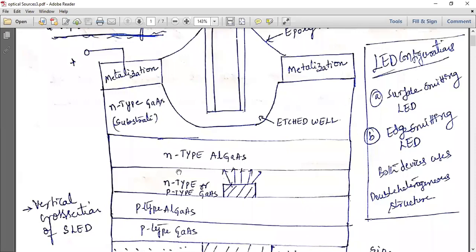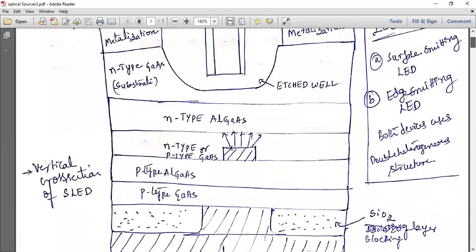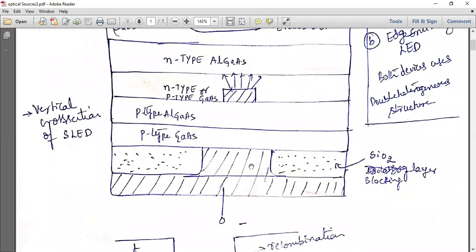So I want my light to be confined to this. So that is the surface emitting LED. That's why we have metallization here, and that's why we have the blocking layer here. Whenever the holes which are here come back, they will be pushed. There is nothing which will come out here. They will be pushed in this direction.